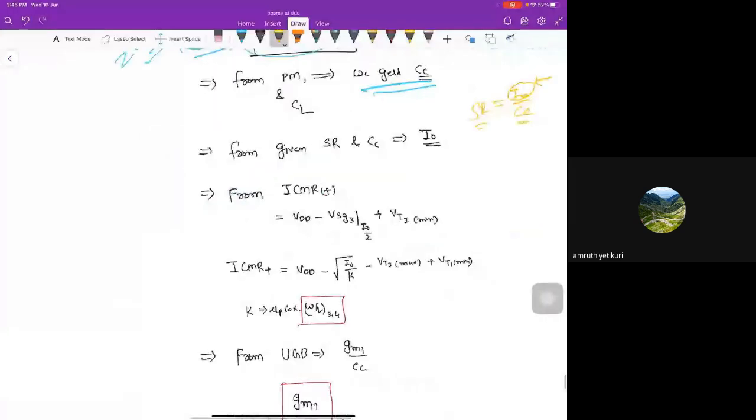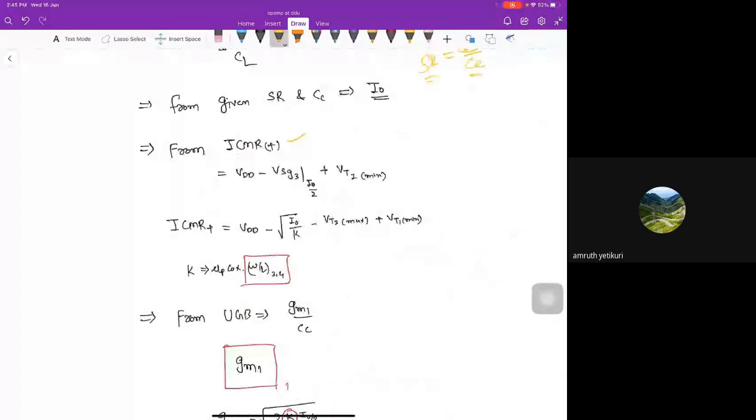And then from the ICMR plus, which is VDD minus, we already derived this expression. The unknown thing is this thing. K is what? Mu P Cox of W by L, we don't know this ratio. All the other things, ICMR, VDD, VT, we all know. So from this we can get the W by L of 3 and 4.